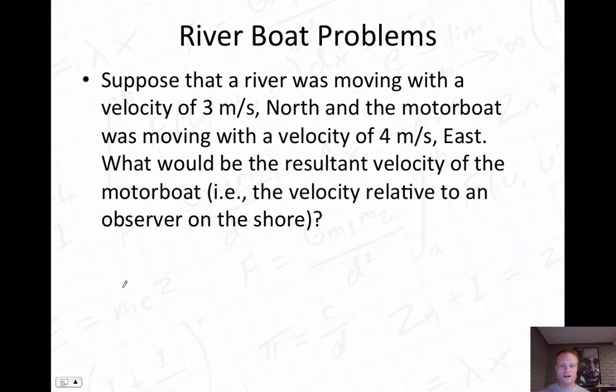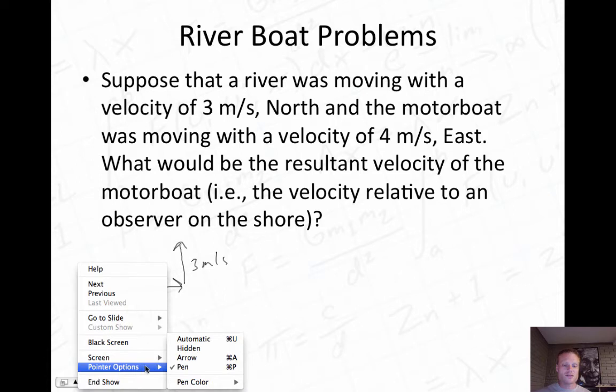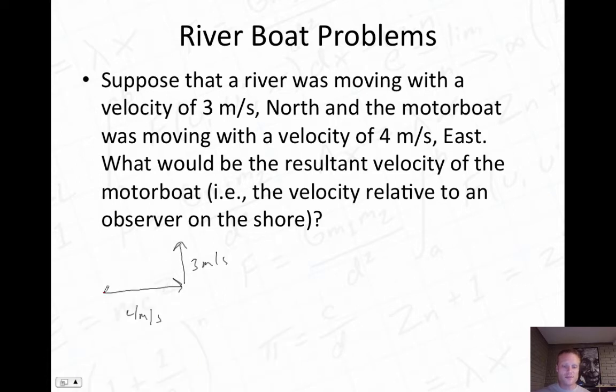So let's start it off with, here is my boat. It is going 4 meters per second east, and then the river, if you can imagine a river here, is moving north at 3 meters per second. I am going to create the resultant vector in red this time, and so I just would connect it like so. And here's my R. I want to know, what is R? Well, basically, if I use the Pythagorean theorem, 4 squared plus 3 squared equals R squared, I would get an R of 5 meters per second.